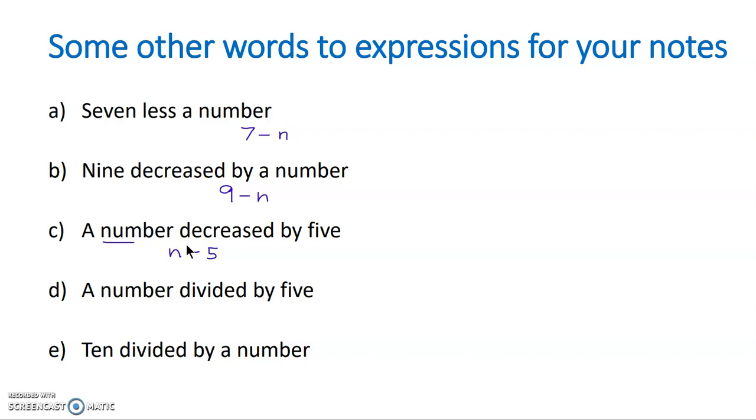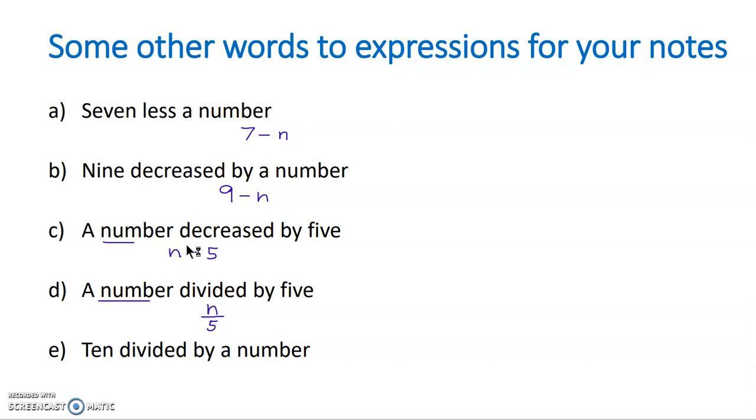And then D is a division. So subtraction and division, they do give more difficulty than multiplication and addition with their language. So a number divided by 5, here the number is coming first, so it goes in the numerator position. A number divided by 5. So you're going to go in the order in which it says.